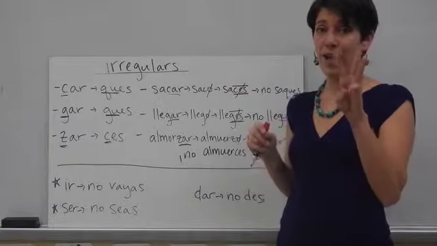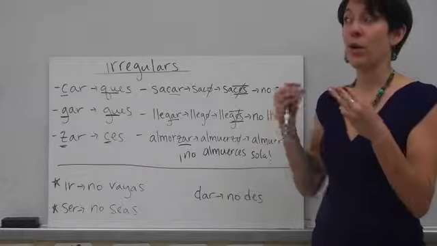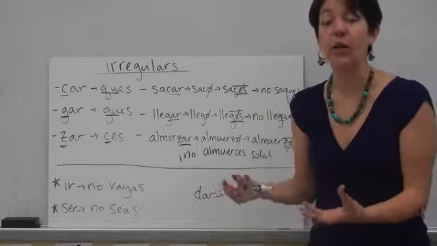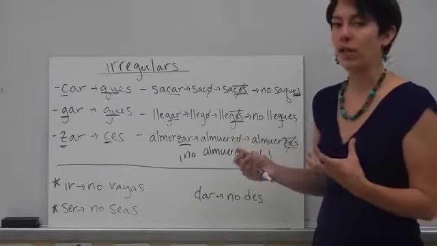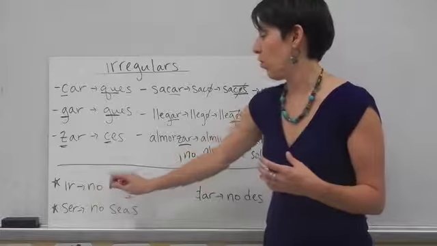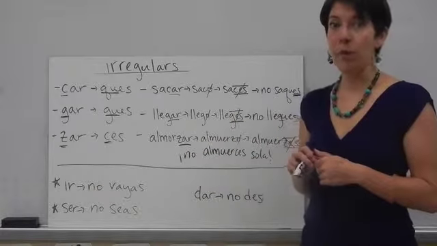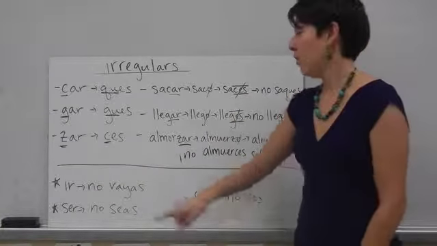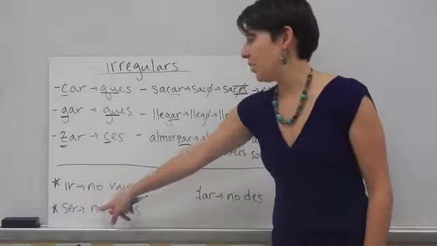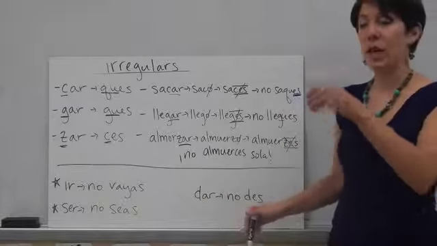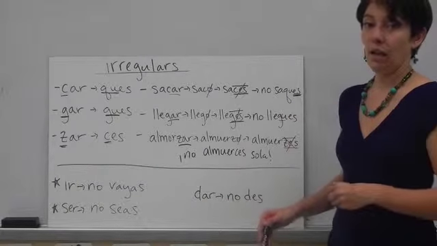Finally, there are 3 irregulars in the negative commands. Remember, in affirmative commands, there were 9 irregulars. In the negative commands, there's only 3. They're very easy, and they're the verbs that are always funky. So we have ir becomes no vayas. Now remember, it's voy, vas, va, vamos, vais, van. So no vayas isn't that far off from what we already know. And then ser is no seas, don't be. No seas tonto, like don't be silly, all right?